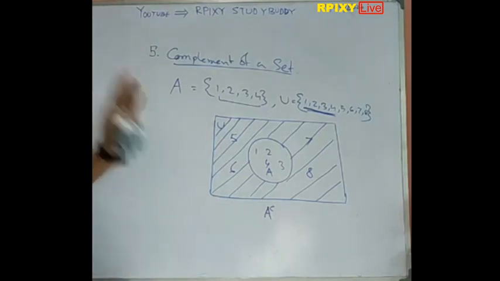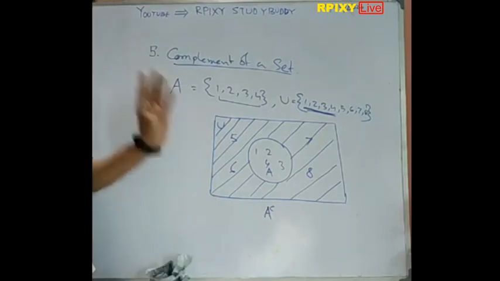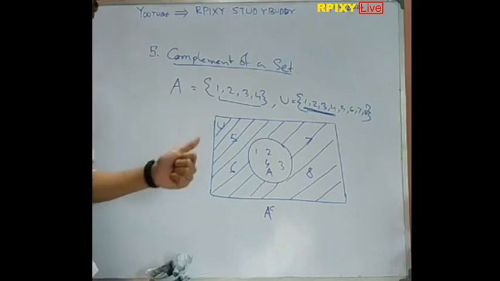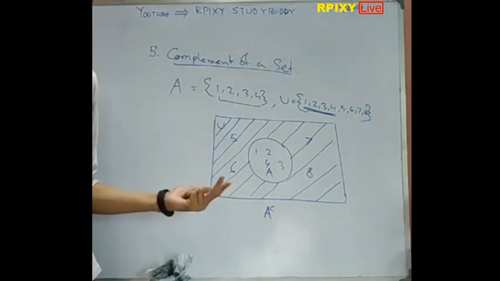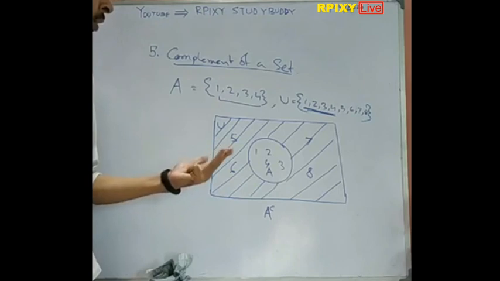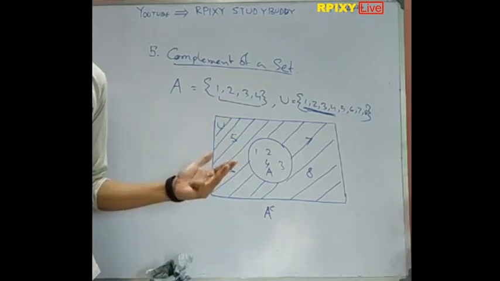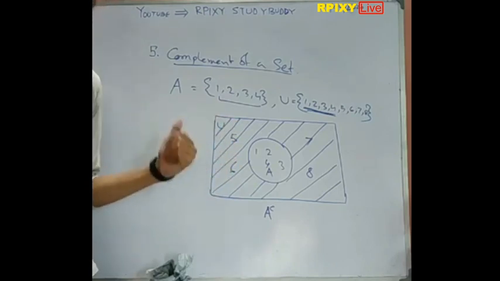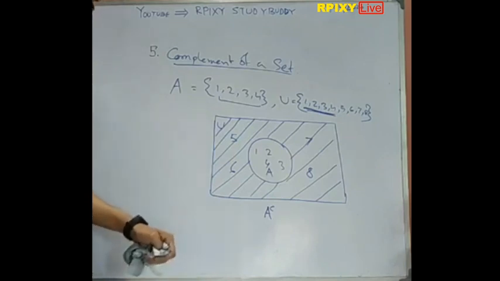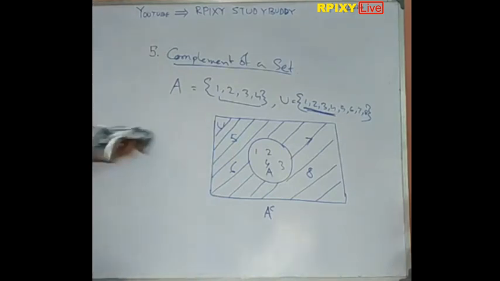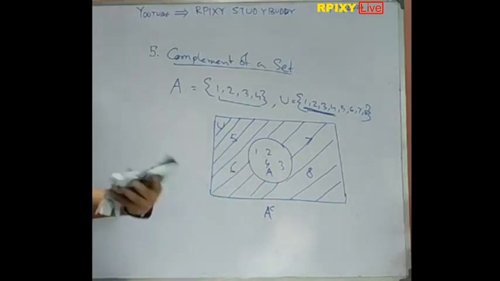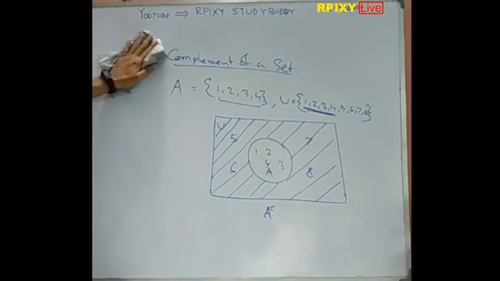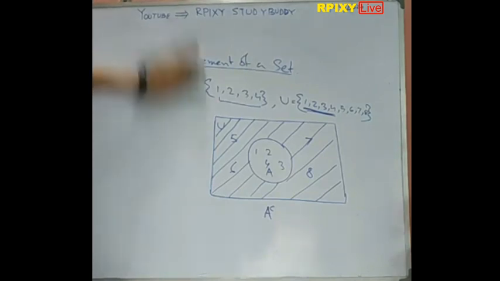So we have discussed 5 set operations. First, union of 2 sets or many sets, then intersection, and then disjoint sets, then the difference of 2 sets, and then the complement of a set. So using this Venn diagram, further we will discuss more things. For now, let's take one example.